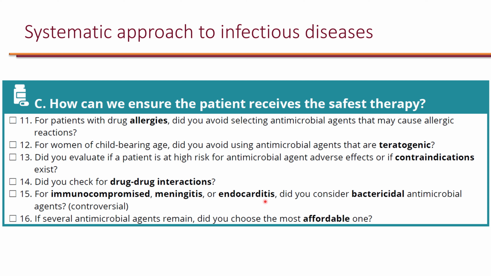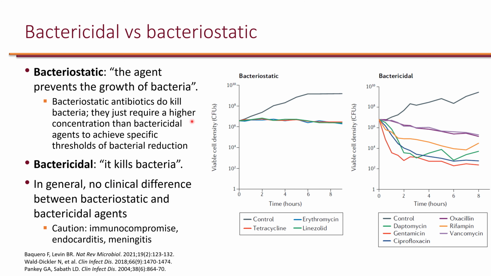For those who are immunocompromised or have meningitis or endocarditis, we want to consider, in general, bactericidal antimicrobials. Now this is a bit controversial because the evidence is not clear and it's not studied well. But in theory, we think that bactericidal agents may benefit patients who are immunocompromised or have meningitis or endocarditis. And here's what that means. The definition of bacteriostatic means that the agent prevents the growth of bacteria, whereas bactericidal means that it actually kills bacteria. So let's look at this graph, the graph in the middle on bacteriostatic.